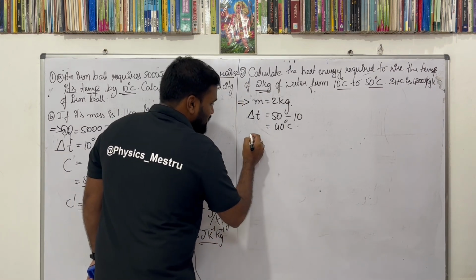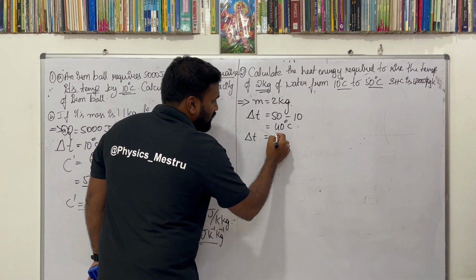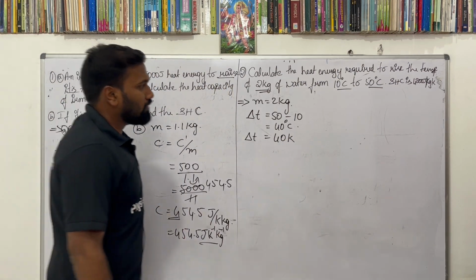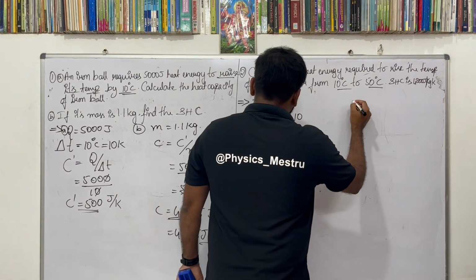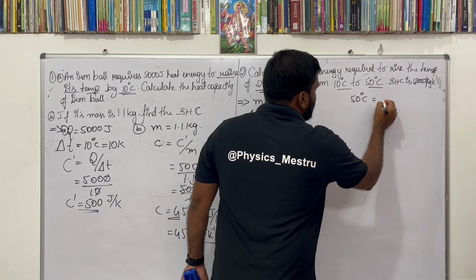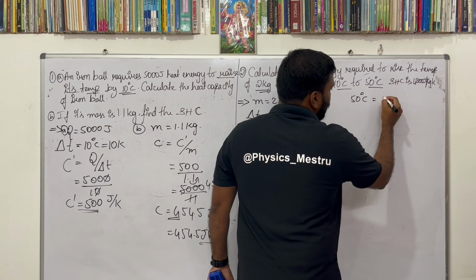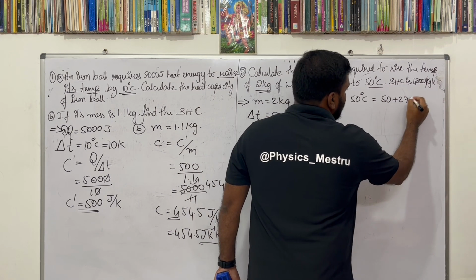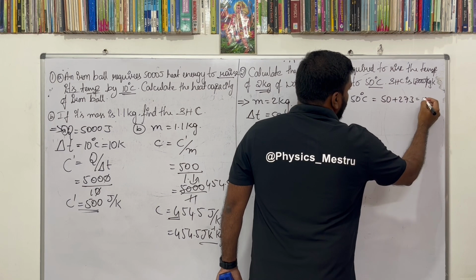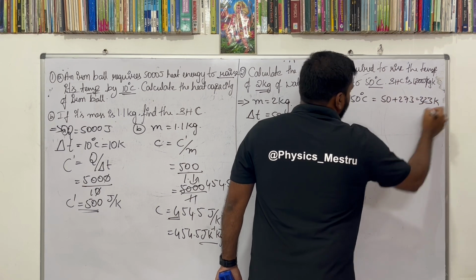In Celsius it is the same, and in Kelvin it will come to 40 Kelvin only. How will we get 40 Kelvin? Now see, 50 degrees Celsius in the Kelvin scale, how to write? 50 plus 273, which is nothing but 323 Kelvin.